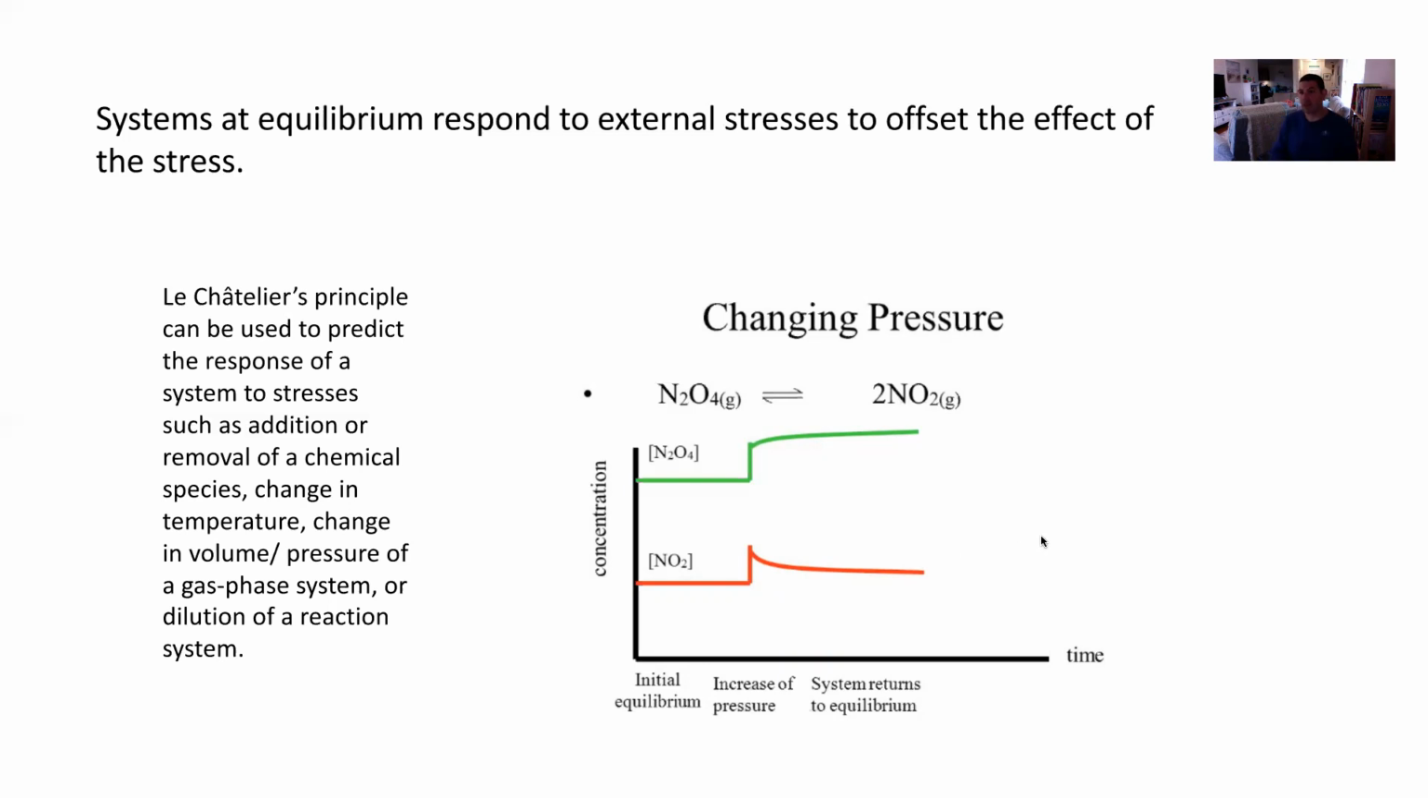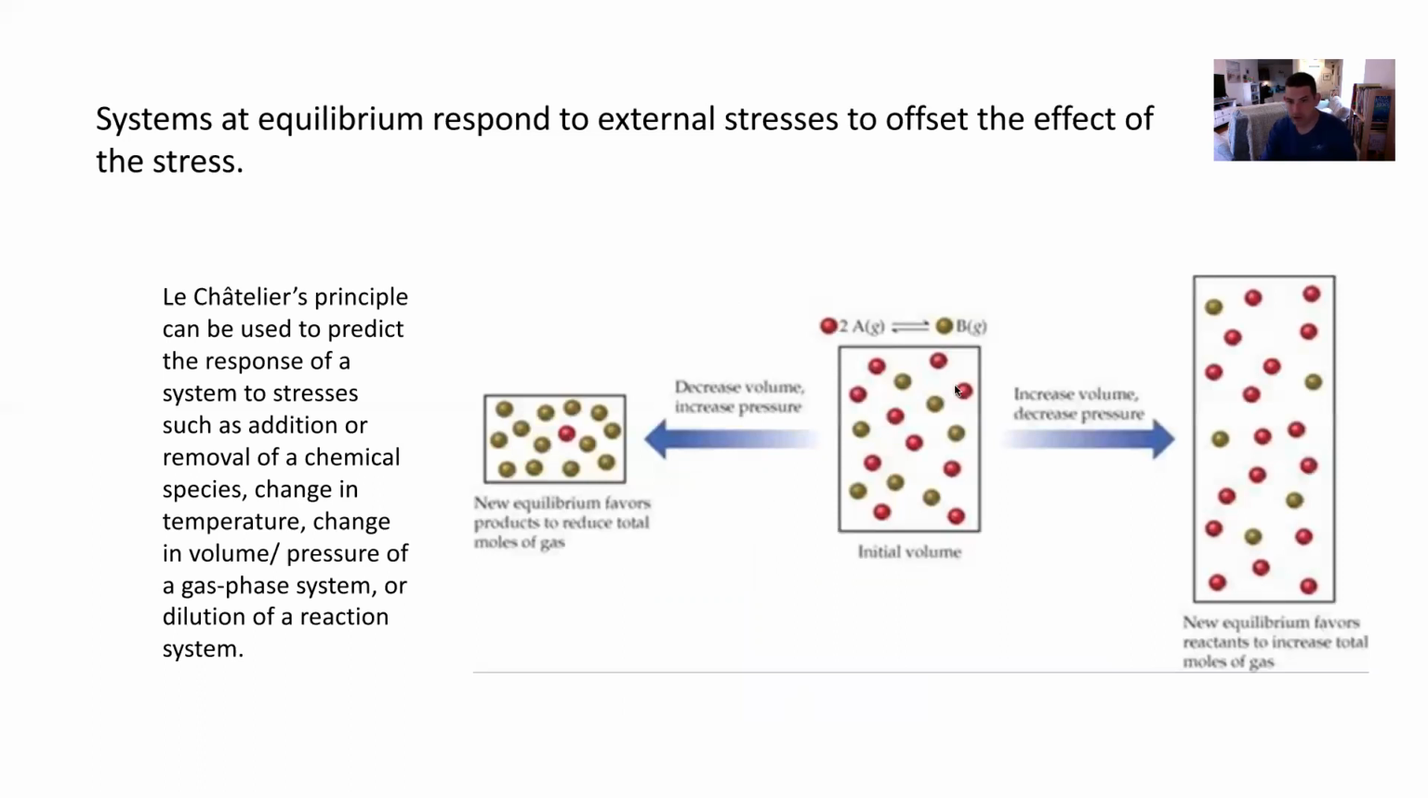All right. If we decreased the pressure by increasing the volume, we would have shifted right to make 2NO2. It would shift to the side with more moles of gas because it would almost try to fill up that space. All right, so here's our example.